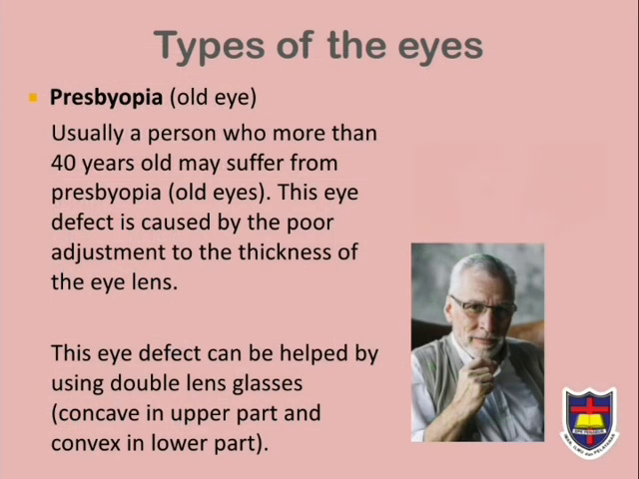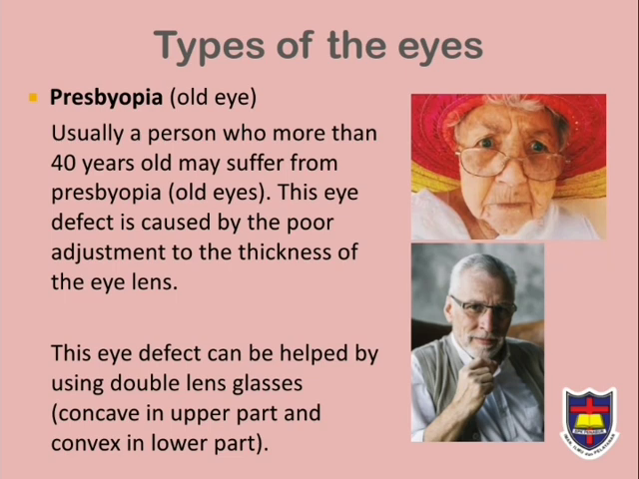Type of eye number 4 is presbyopia, or old eye. Usually a person who is more than 44 years old may suffer from presbyopia. This eye defect is caused by poor adjustment of the thickness of the eye lens. This eye defect can be helped by using double lens glasses, concave in the upper part and convex in the lower part.